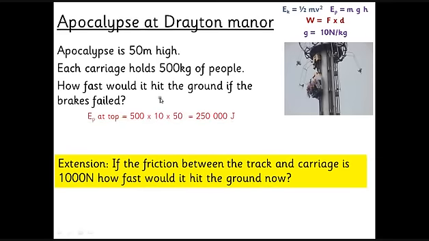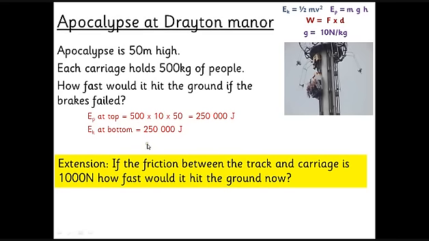So first step is work out the potential energy at the top. Potential energy at the top is m times g times h. That comes to 250,000 joules. So what's the kinetic energy going to be at the bottom? Hopefully you can see we're not going to write half mv squared. We're just going to write that Ek, the kinetic energy at the bottom, is going to be the same as Ep, the potential energy at the top.